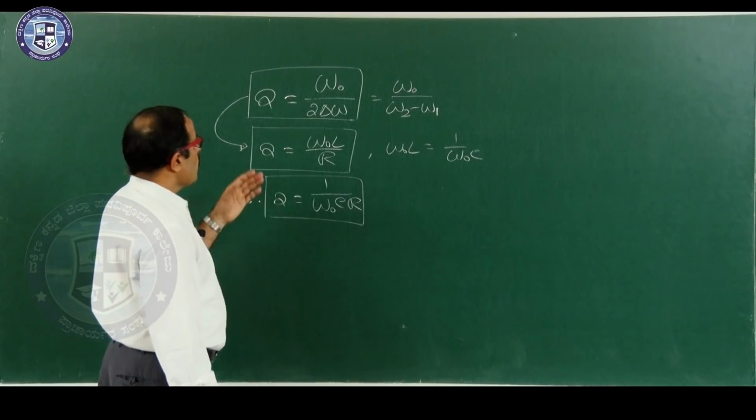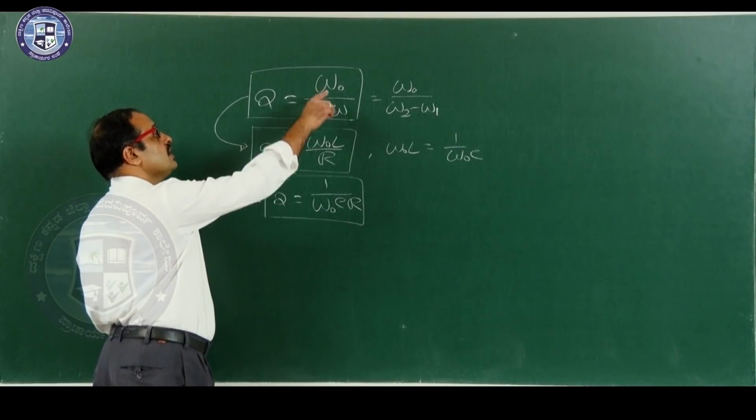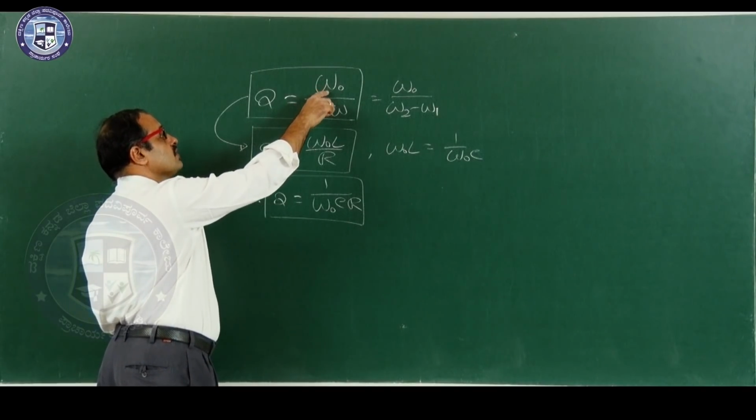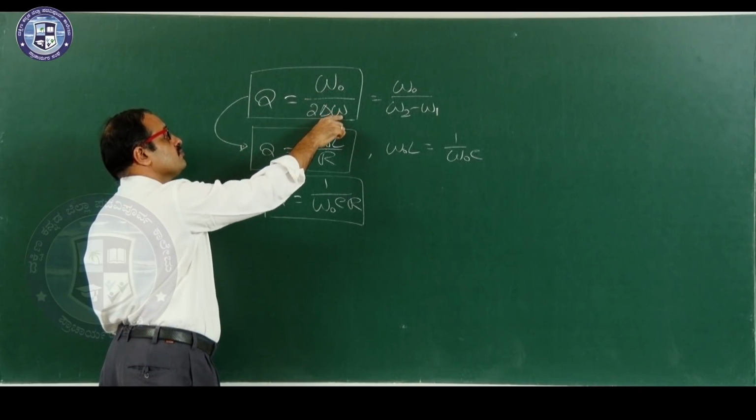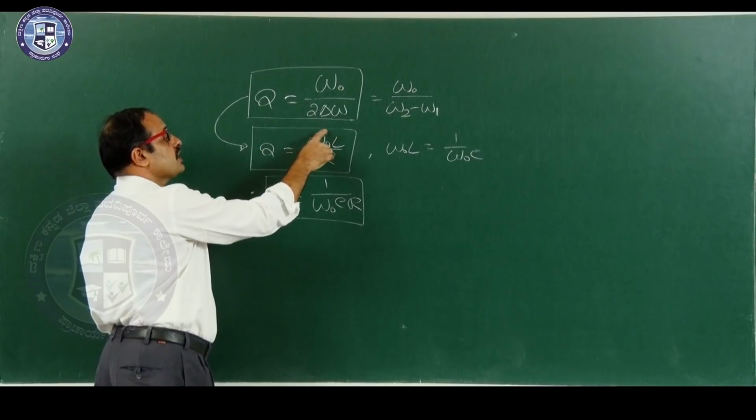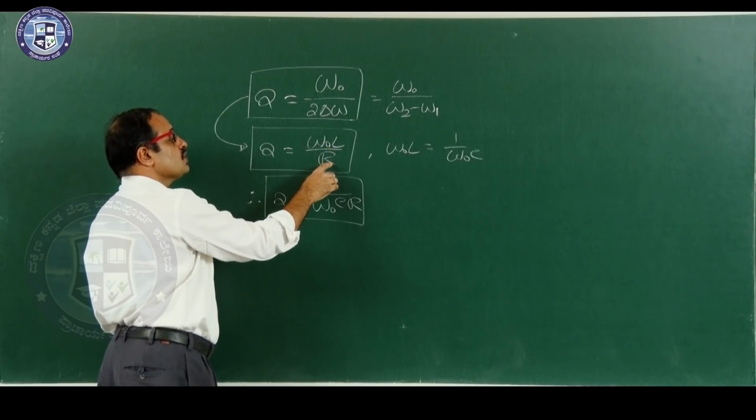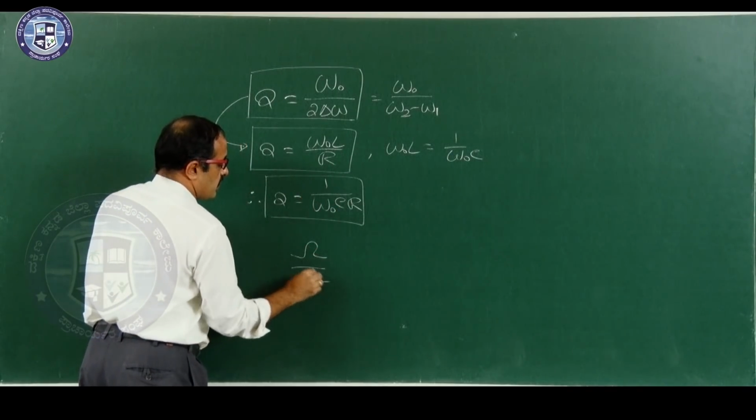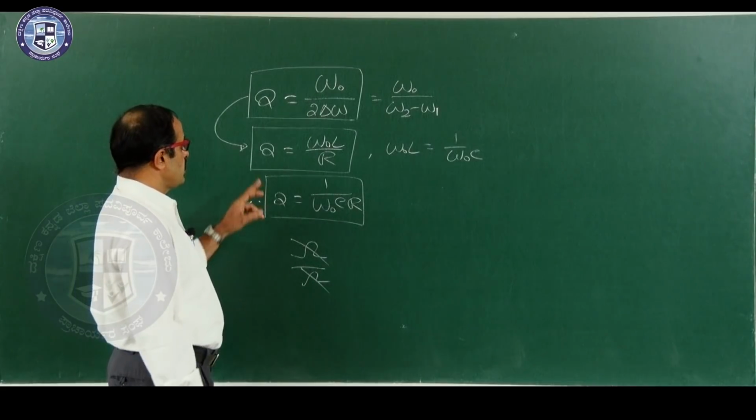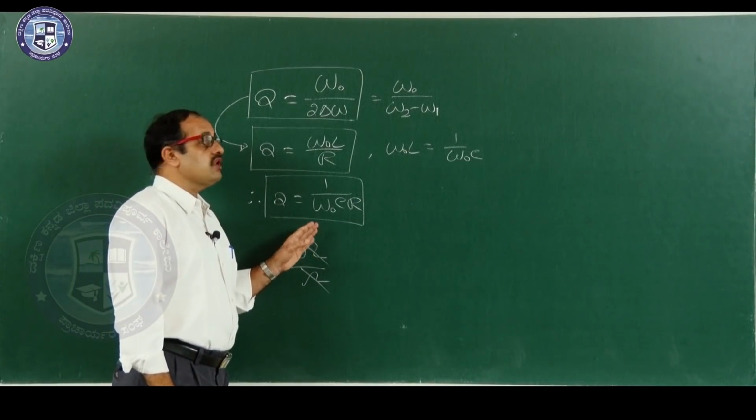Okay. What about the unit of quality factor? Look here, it is the ratio of the angular frequency to the difference in the angular frequency, radian per second divided by radian per second, they cancel out. Or here omega naught L is in ohms, and this R is also in ohms. So, it is ohms divided by ohms, they cancel each other. Quality factor is a unitless and dimensionless physical quantity.